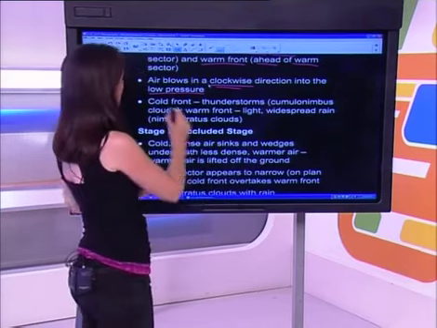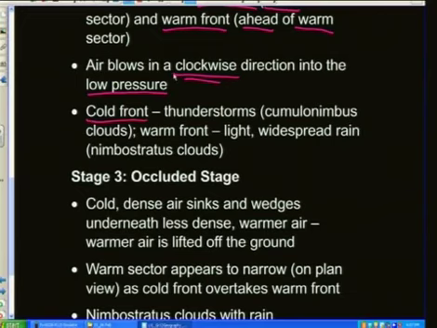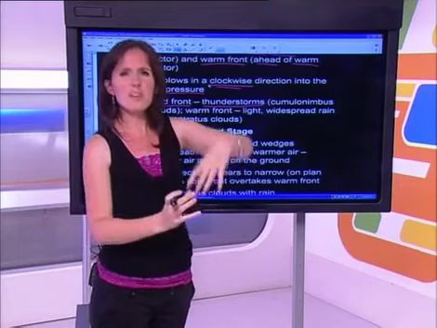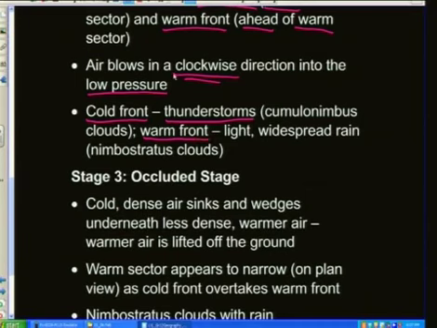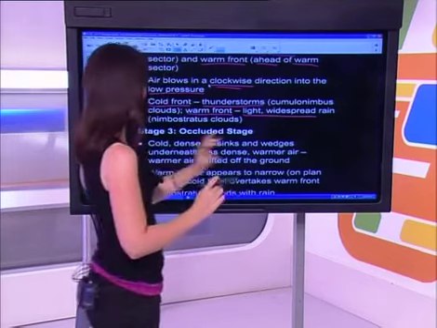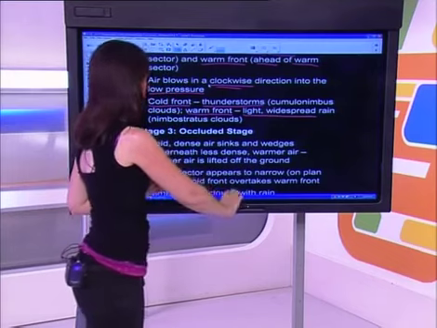With this cold front, now we start to experience various conditions. And with the cold front, we get thunderstorms. Thunderstorms come from big, built-up cumulonimbus clouds. With the warm front, we start to experience light, soft soaking rain. It's very widespread as well, and it comes from nimbostratus clouds, layered clouds which are fairly close to ground level. Right, stage 3 is what we're going to move to next.